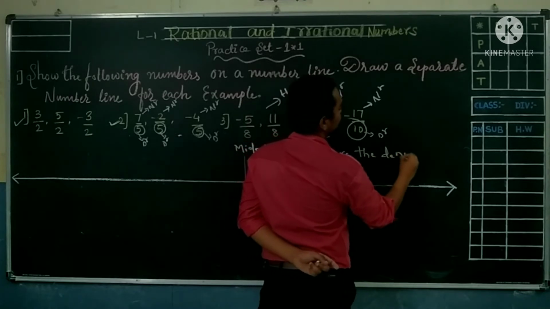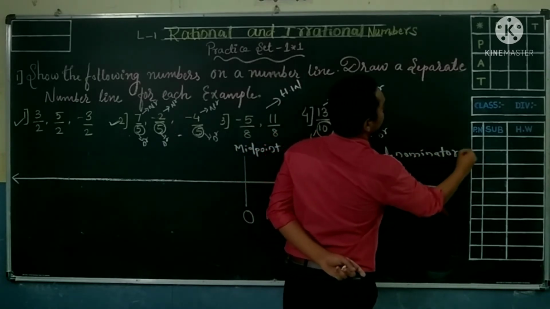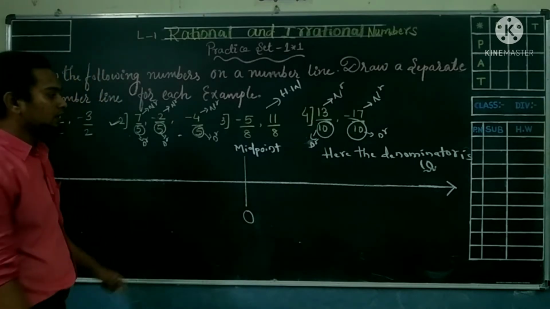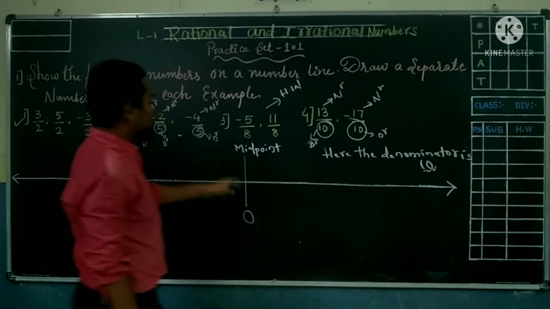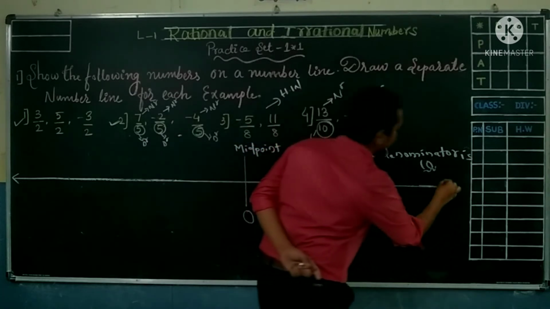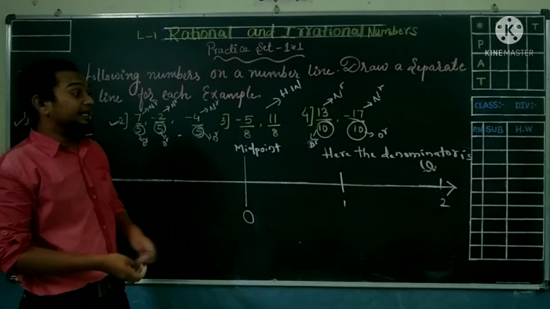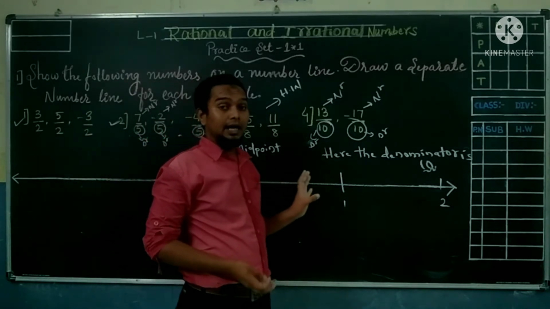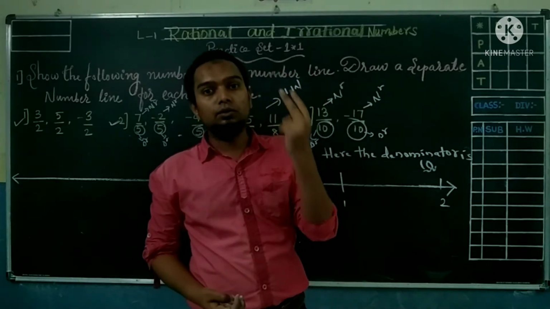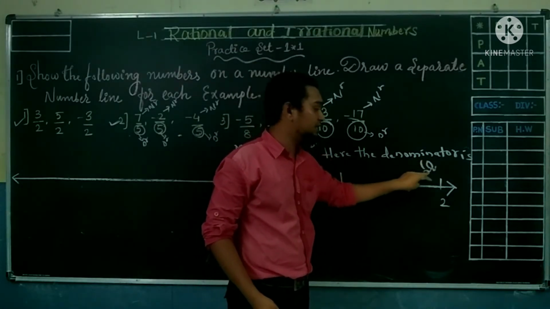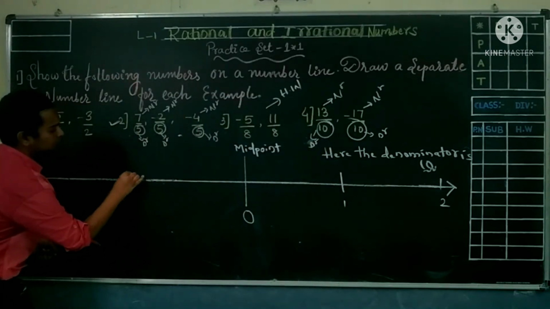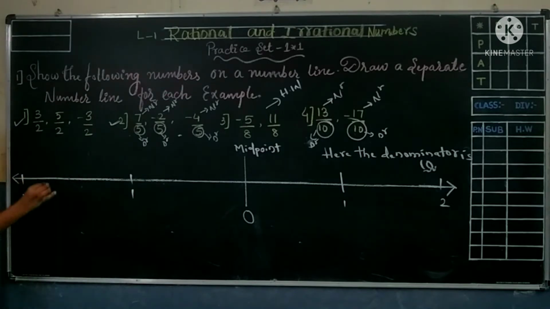The denominator is how much? That is 10. Now we are taking this one as the midpoint. This is 1 and this one is 2. The difference between every two numbers is given. The denominator is 10, meaning the difference between 0 to 1 and 1 to 2 is also the same.